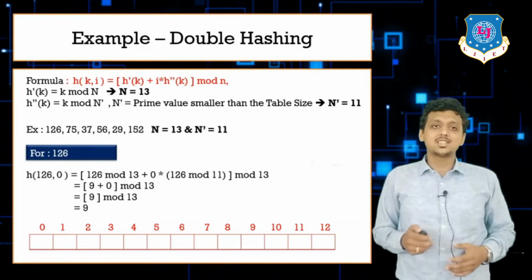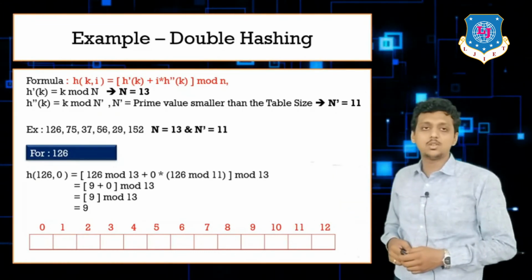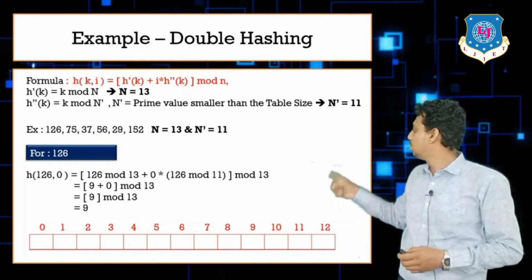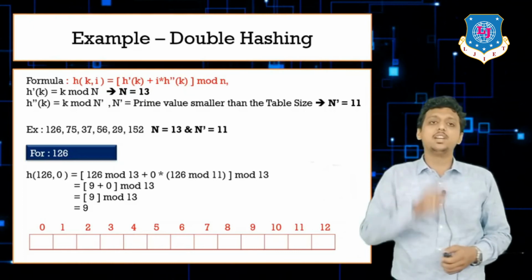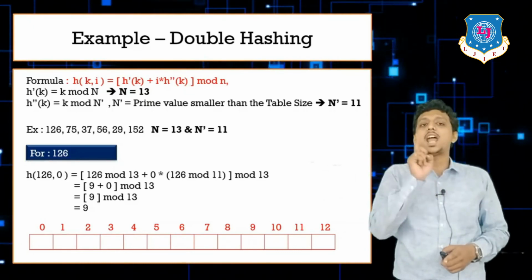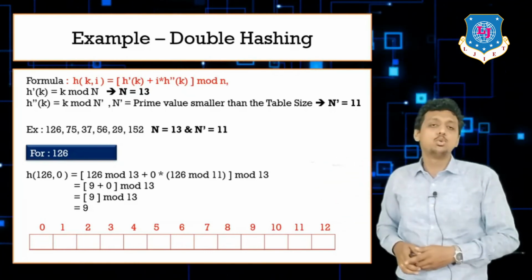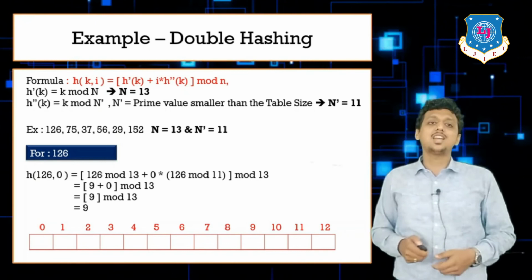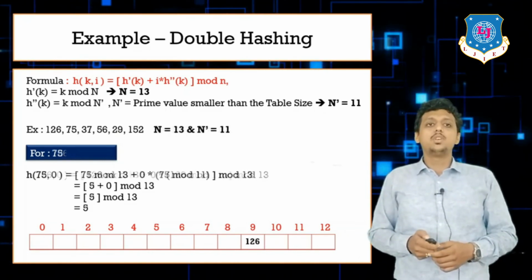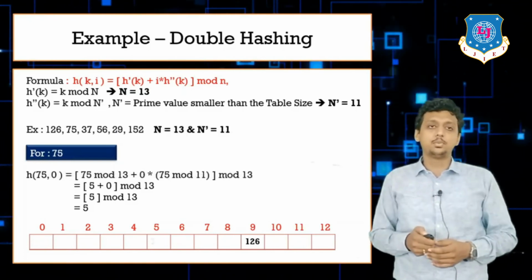For 126, when I apply the values it goes like this: h of 126 comma 0 is equal to 126 mod 13 plus i, which is 0, into 126 mod 11. This 126 mod 11 is your h double dash of k. Bracket complete, and the last time we have mod 13. That returns the answer 9, so 126 is inserted at the 9th position. Now we have 75, which returns 5, so it is inserted at the 5th position.